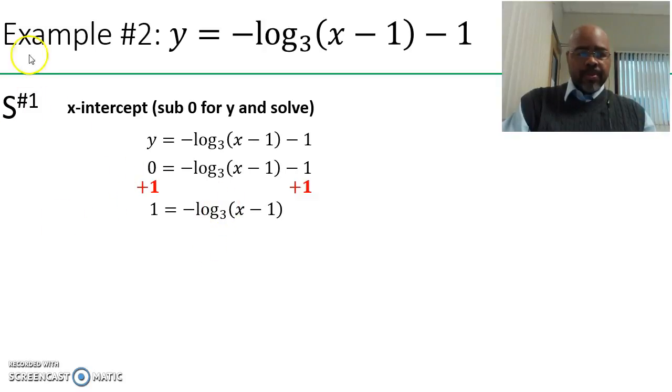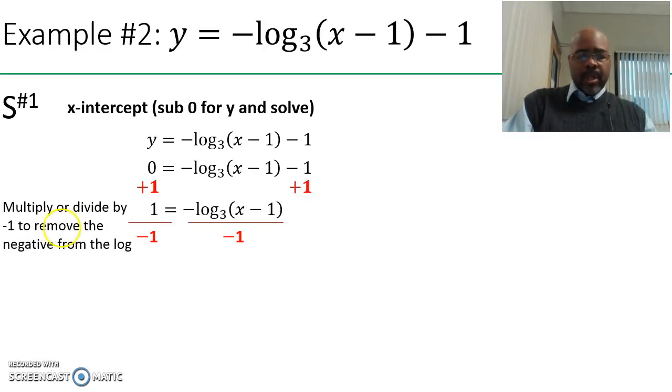So from here we're going to divide by negative 1. And remember, I said dividing by negative 1 gets rid of the negative on this log, because we don't want to have to fool with this negative too much longer. So now we have negative 1 equals log base 3 of x minus 1.